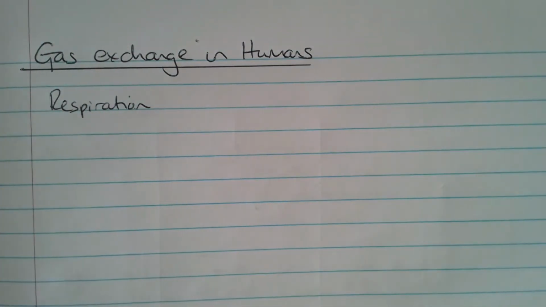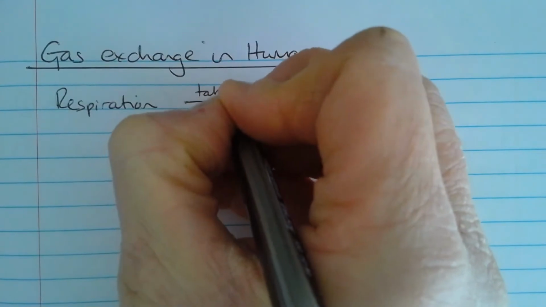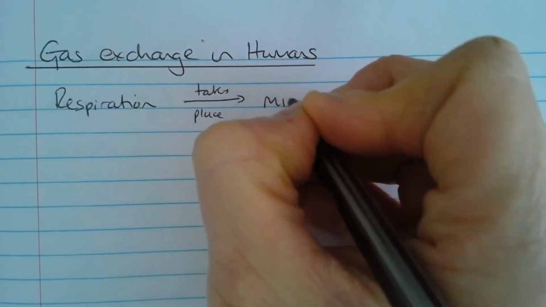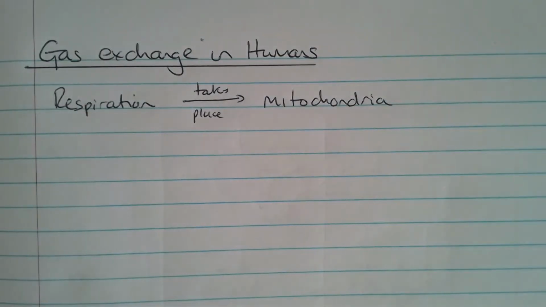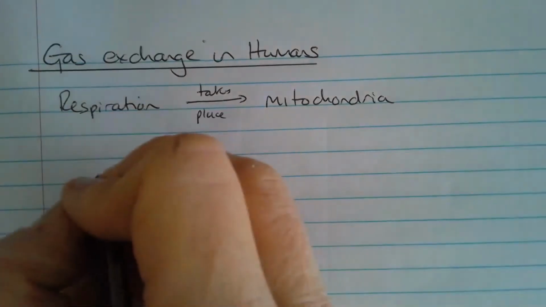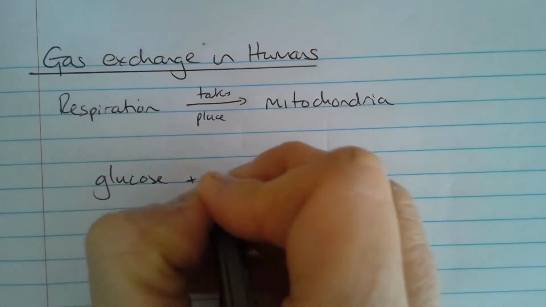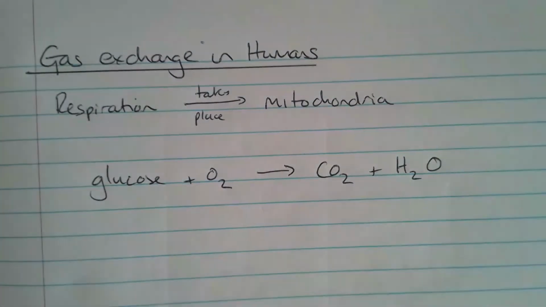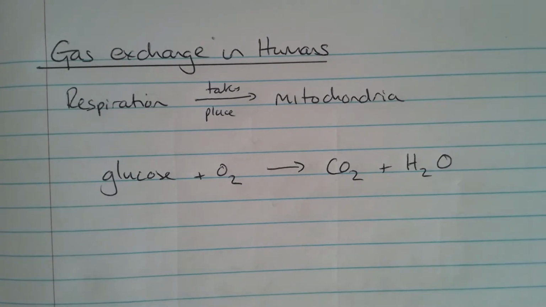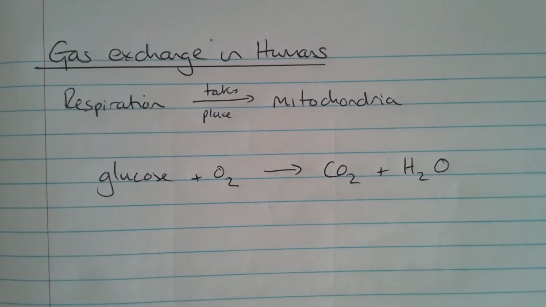It's very important that we recognise that this word respiration and gas exchange are different things. Respiration takes place in the mitochondria of every cell in our body. And respiration is really important because glucose and oxygen react to produce carbon dioxide and water. That process allows the body to release energy from glucose. It does it in the form of something called ATP, which we'll deal with much later on.